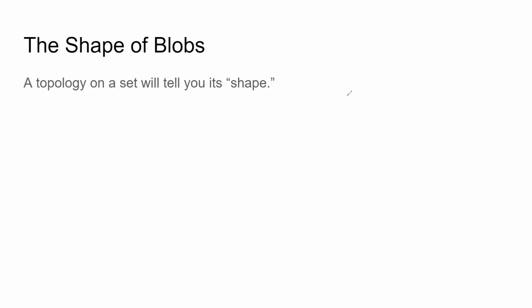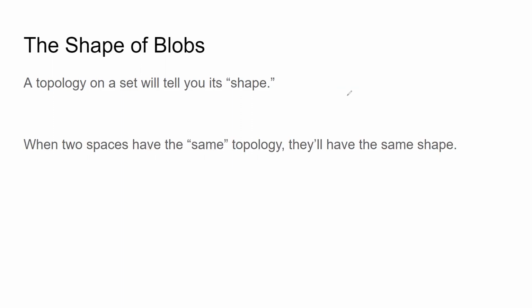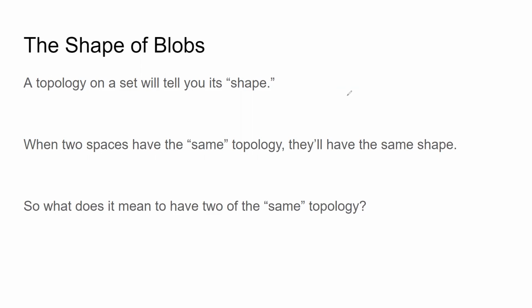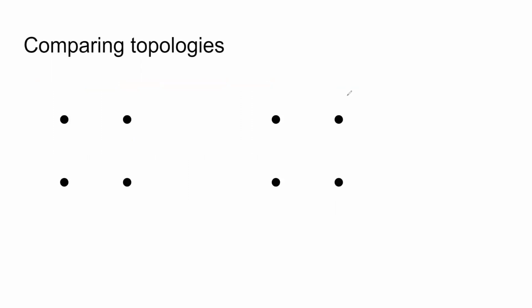And what we really had in mind when we came up with this title was the idea of giving topologies to sets. So a topology on a set will tell you its shape. And when two spaces have the same topology, the idea is that they should have the same shape. So what does it mean to have two of the same topology? Well, let's take a look at an example to get an idea of what I'm trying to get at.